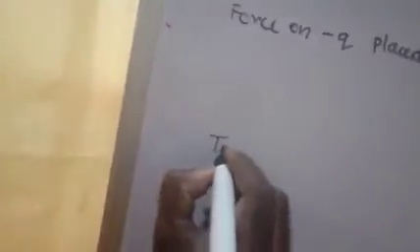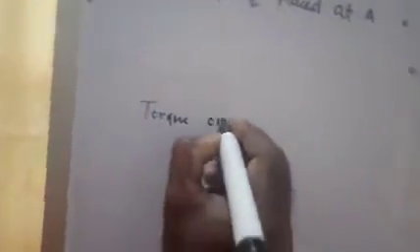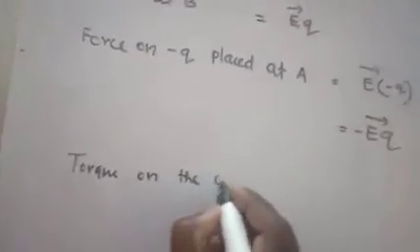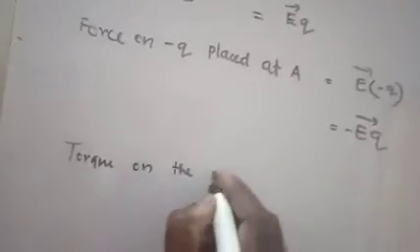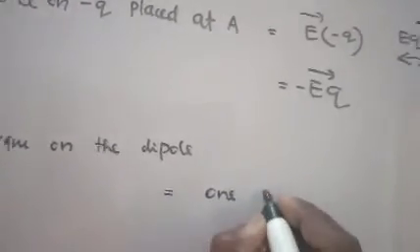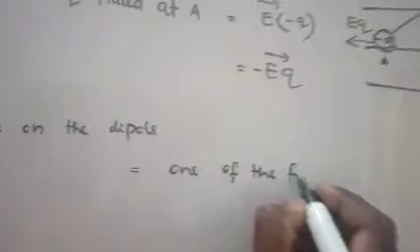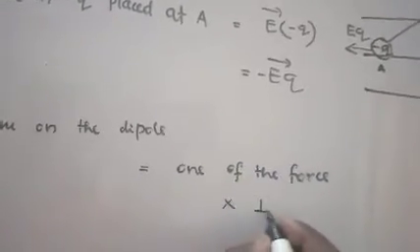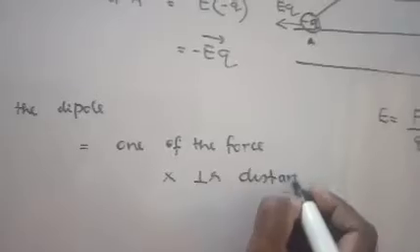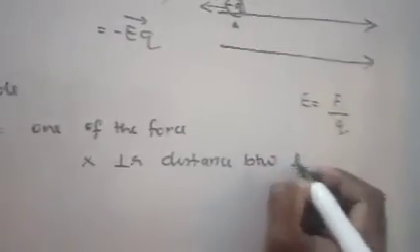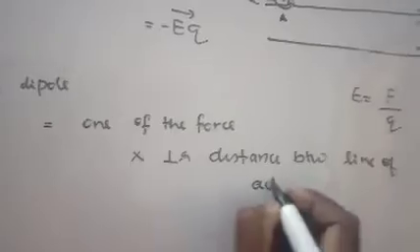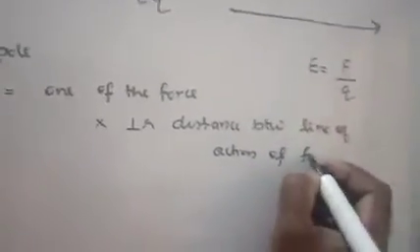Now, what is torque? Formula. Torque on the dipole. Who creates this torque? This couple. Who is that couple? This pair of forces. Torque due to a couple, do you know the formula? One of the forces into the perpendicular distance between the lines of action of the forces. One of the forces. These two forces are equal.